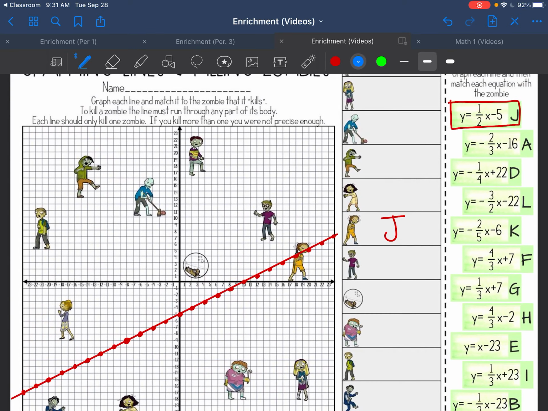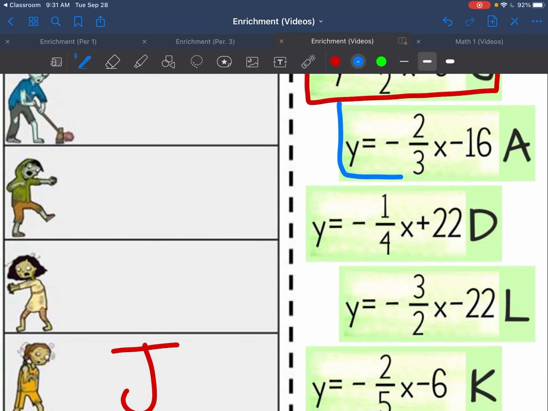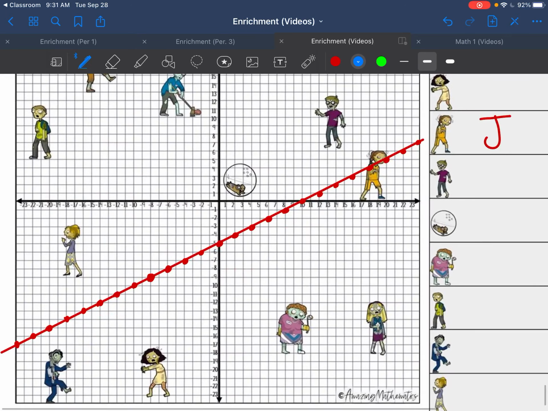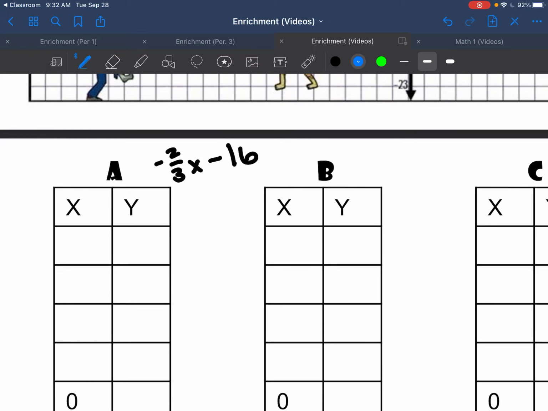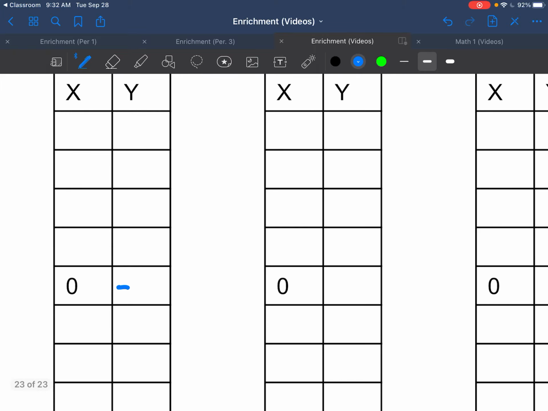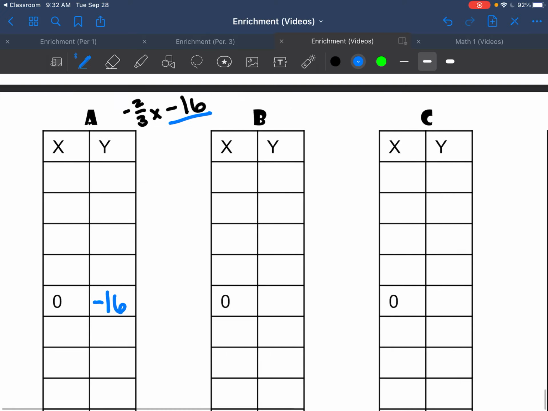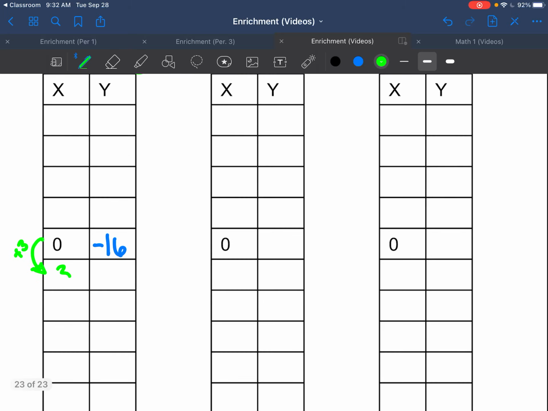All right, next one we had is A. So this is the last one I do. It's -2/3 x minus 16. So let's find A. So we start with -16 at our 0. This 3 is telling me to add by 3 on the bottoms, my x's. So I got 3, 6, 9, 12, 15.